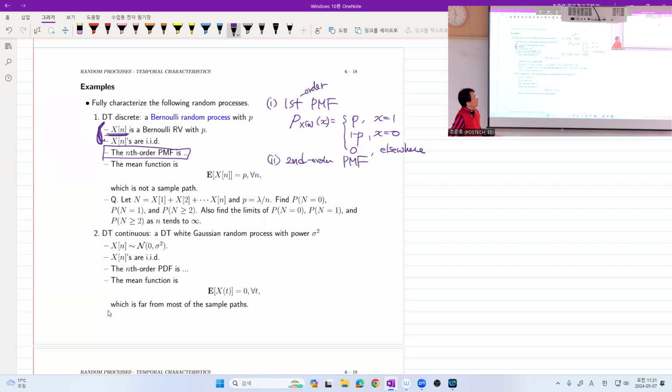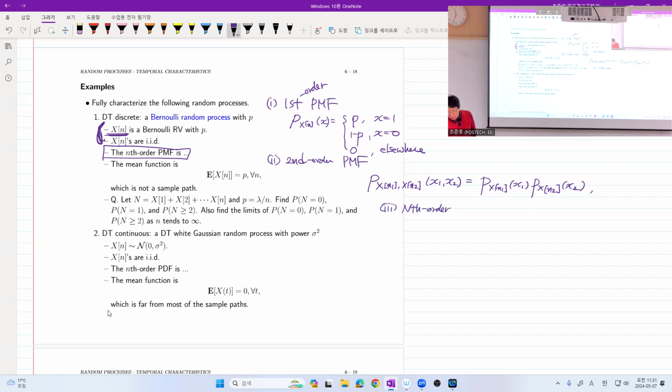You have to choose n1 and n2. So what is the joint probability mass function of X_n1, X_n2, of x1, x2? Thanks to the IID assumption, this simply factors into the first order PMFs, right? So done. What about the third order? Same. Fourth order, any nth order.